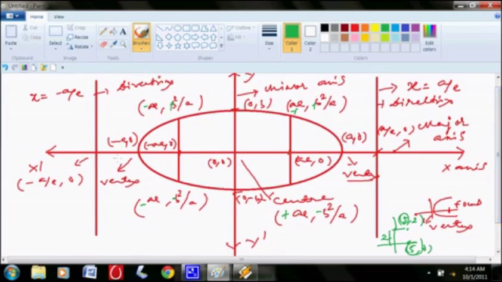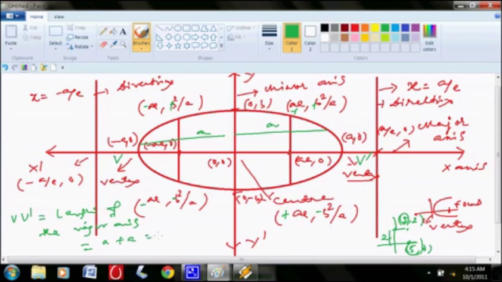So if I say this as v dash, then v dash is the length of the major axis. So this much is a, this much is also again a, so this is a plus a, that is 2a.